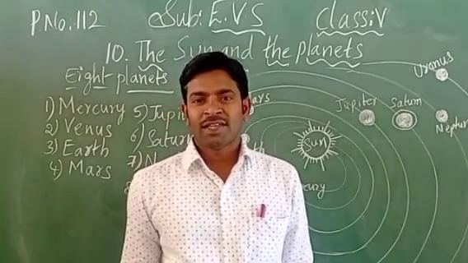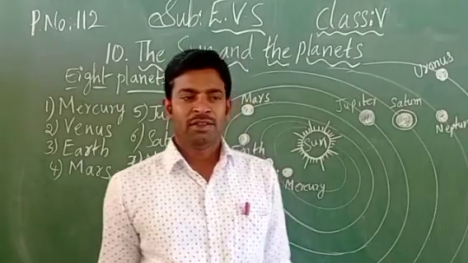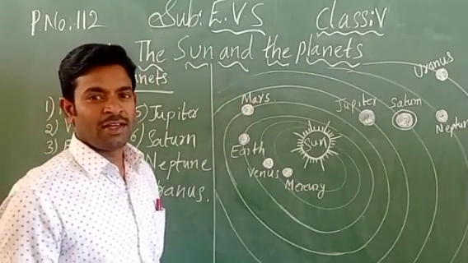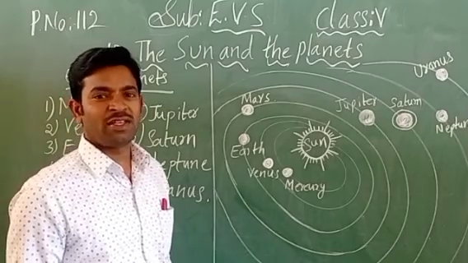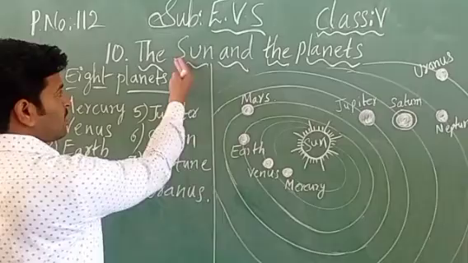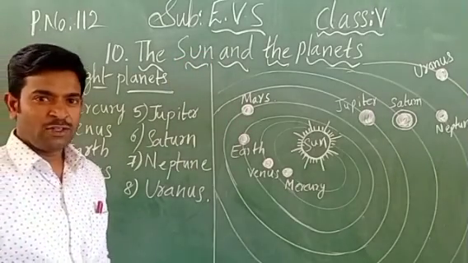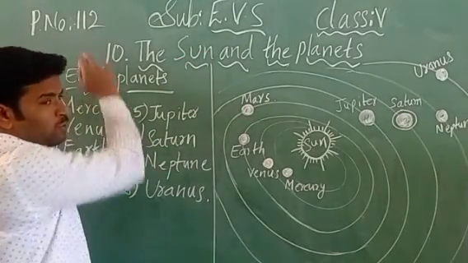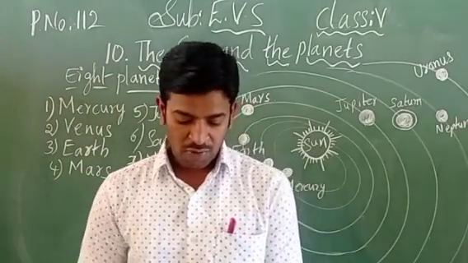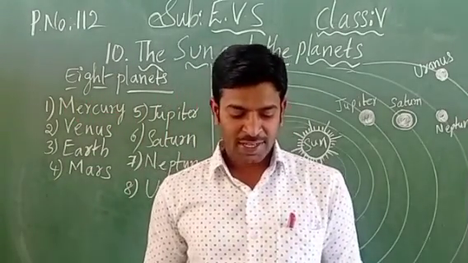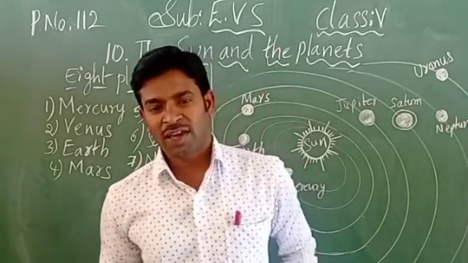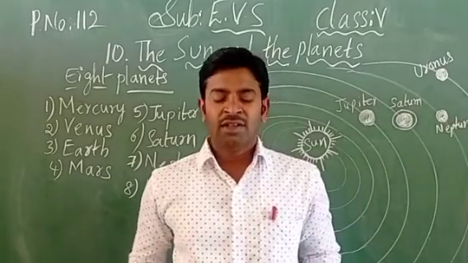In today's class, I am going to teach you a new topic, that is the 10th unit, children: the sun and the planets. Okay, so this is the 10th unit from our EVS textbook. Everybody should open page number 112 from the textbook, children. So our new lesson is the sun and the planets. We have completed the 9th unit and we have come to the new topic.